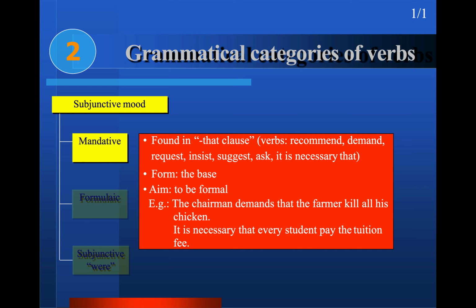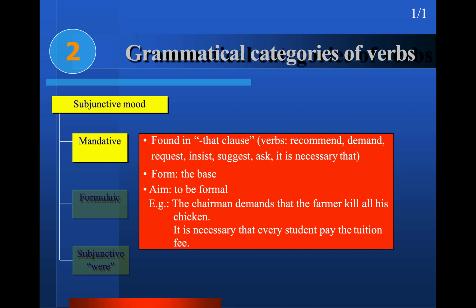So usually the form of the verb must be base, and the aim behind using this structure is to be formal. The chairman demands that the farmer kill all his chicken. So in this case, the chairman demands that. So that the farmer kill all his chicken is a noun clause. Why? Because we have the verb demand, and at the same time it's called a mandative subjunctive. It's necessary that every student pay the tuition fee. So it's also a noun clause since we have it's necessary.